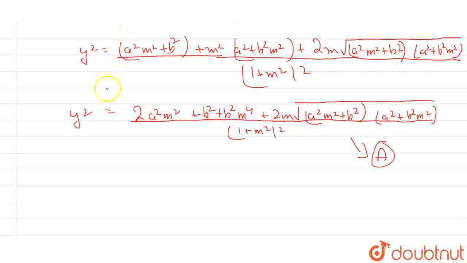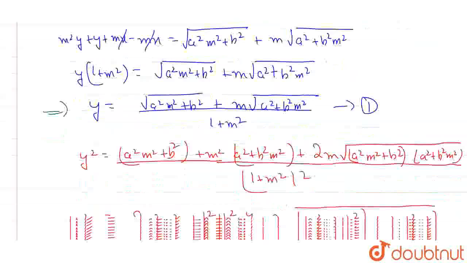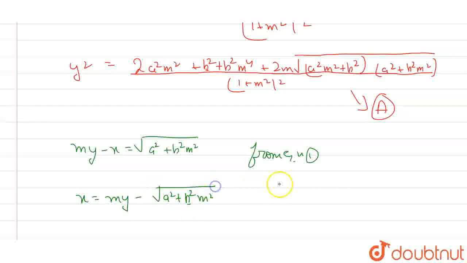Now I have to find the value of x first and then the value of x square, just like we found the value of y square and y. So we know that from equation number 1 we have my minus x equals what? Under root of a square plus b square m square, right. And what is the value of y from equation 1? Here y is this one. So I'll substitute the value here. First I'll simplify this one a little more. This will be a minus of a square plus b square m square. This is our b, this is my b.